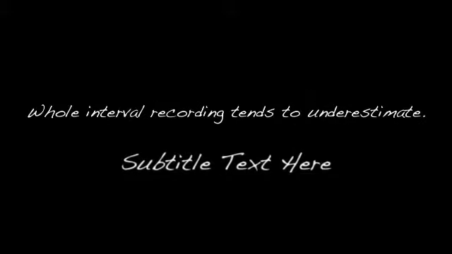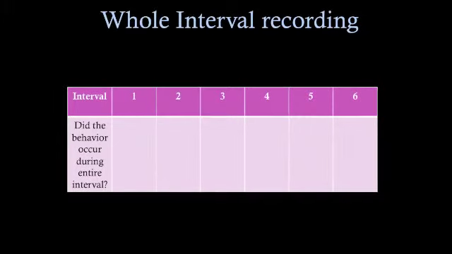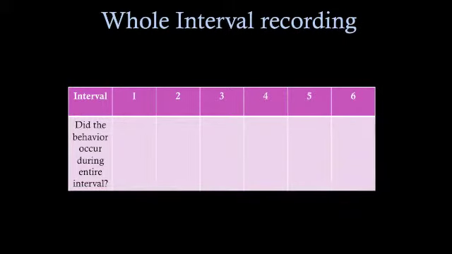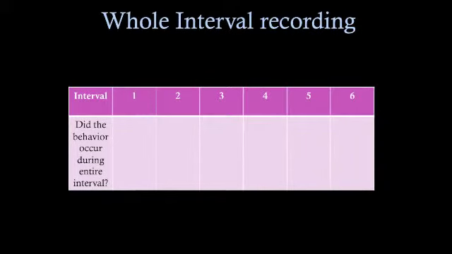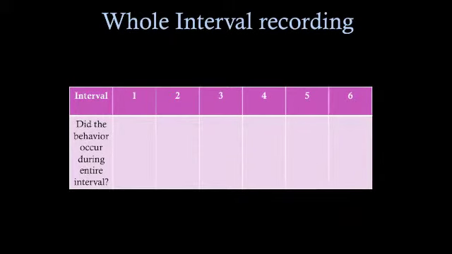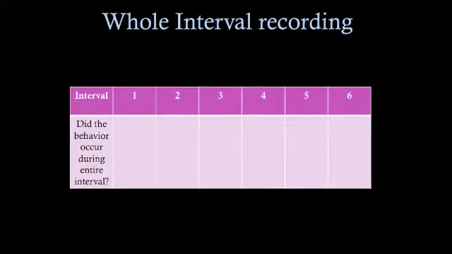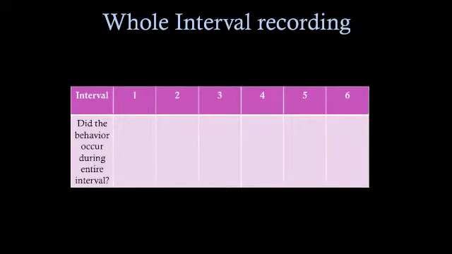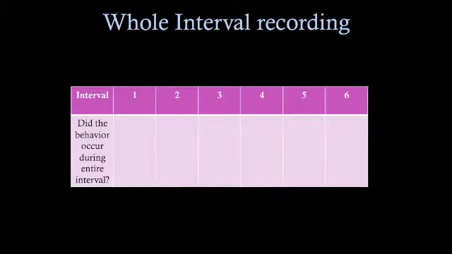Whole interval recording is more often used for high-rate behaviors. This type of recording often tends to underestimate. With whole interval recording, the observation period is divided into a series of brief time intervals. At the end of each interval, the observer records whether the behavior occurred for the entire interval. So, for the entire interval to be marked as a yes, the behavior must have occurred throughout the whole time.